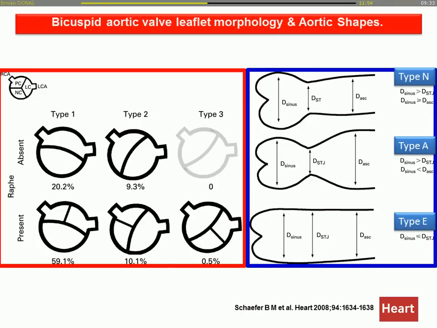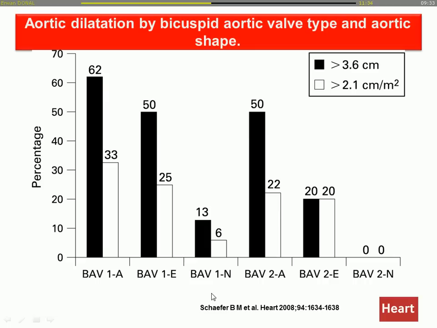We have this great paper from the authors group using different classification. There is a classification for the valve and another classification for the ascending aorta. So you can use these classifications, which are very easy to apply. And in this study, they were able to demonstrate that if you have a type 1, which means that you have a fusion between the left and the right cusps, you have an increase in risk of dilatation of the ascending aorta.